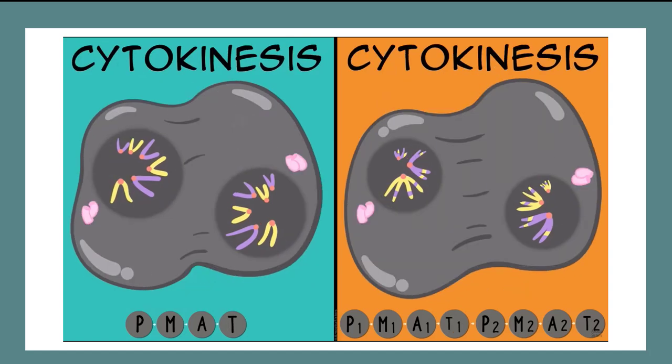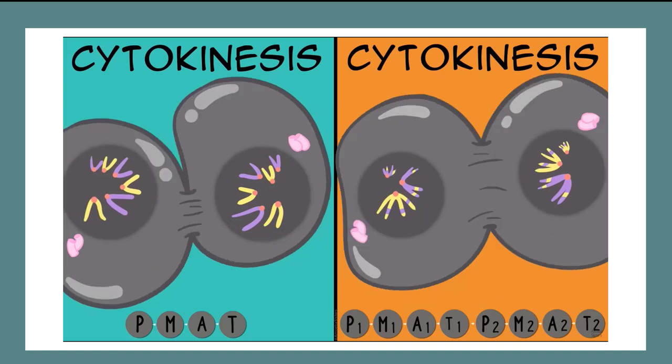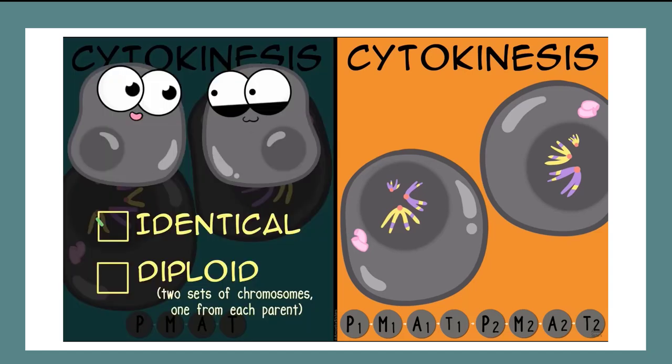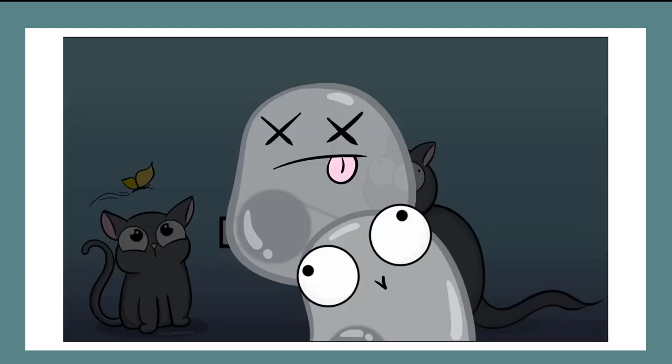Cytokinesis follows to split the cytoplasm to complete the actual dividing of the cell. So at the end of mitosis and cytokinesis, we end with two identical diploid cells. In humans, they would both have 46 chromosomes. This is great for organism growth. Growing requires making more cells, after all, or replacing damaged cells.